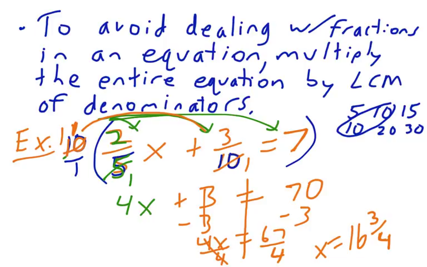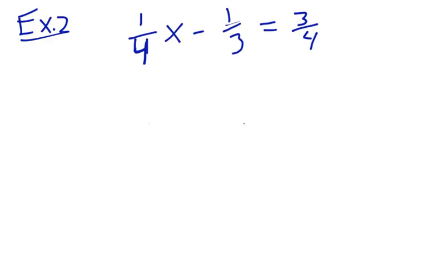Alright, if you feel ready, you can try example 2. Alright, go ahead and try example 2. 1/4 x minus 1/3 equals 3/4. Remember, we want to multiply by the LCM. Alright, pause it if you haven't already, and we're going to go ahead and check it.